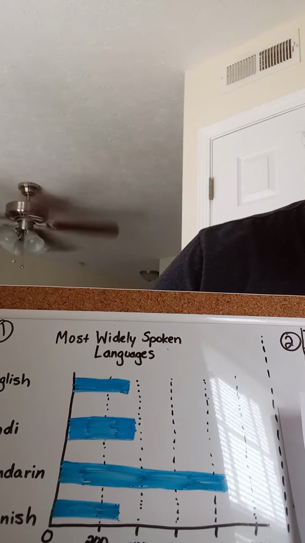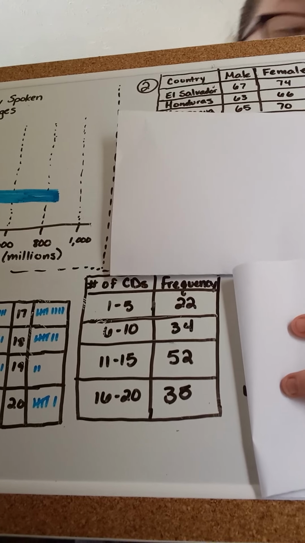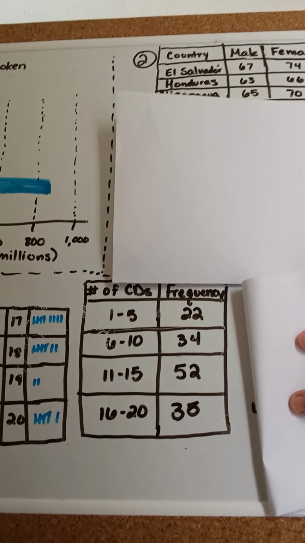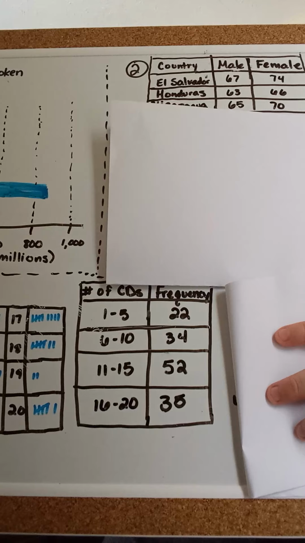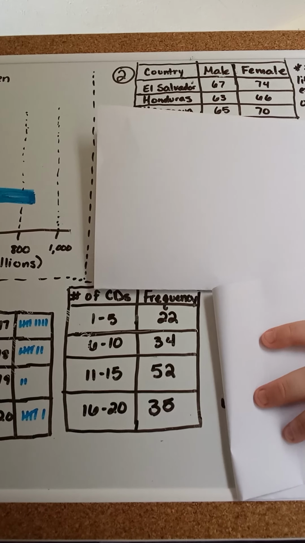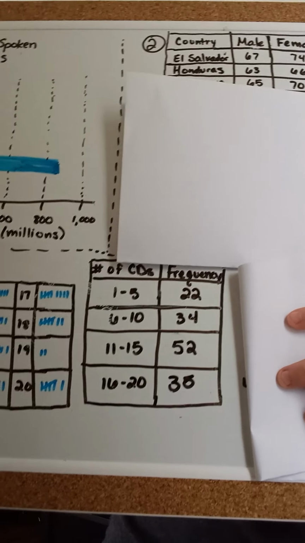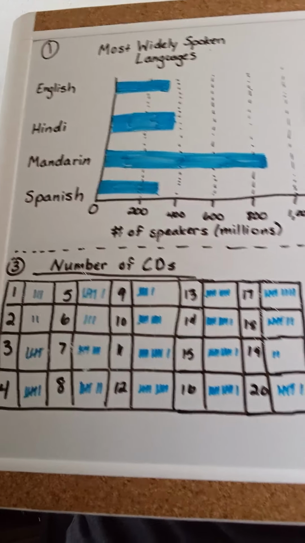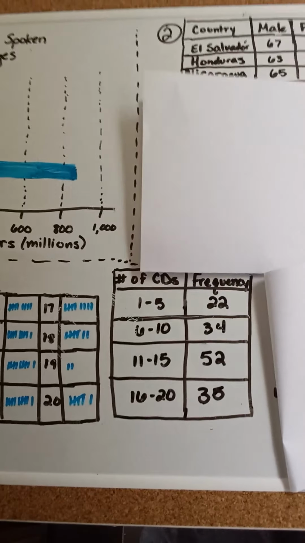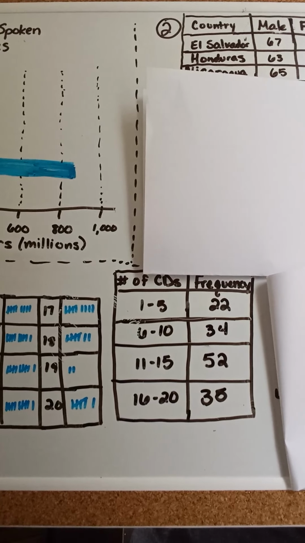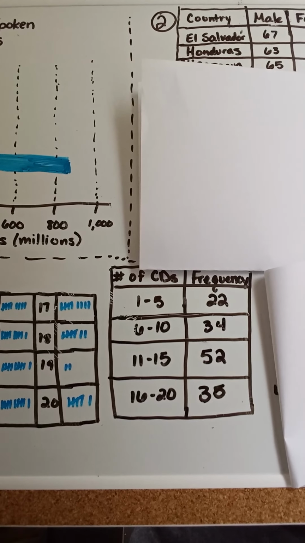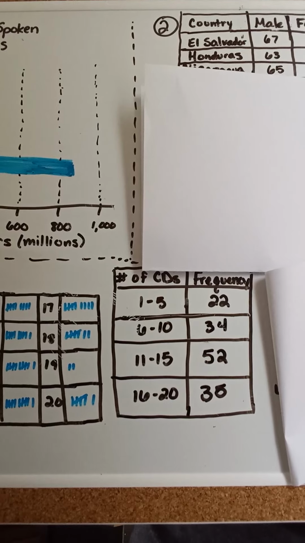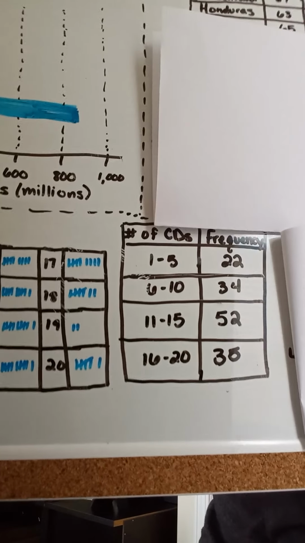So I made a frequency table, okay? So I have the number of CDs at the top, and I have the word frequency because we're talking about frequency, right? So I grouped them into 4 groups. I looked over here and I saw I have numbers 1 through 20, so it makes sense to group them into 4 groups. I'm going to go with 1 through 5, 6 through 10, 11 through 15, and 16 through 20, right? So 4 groups of 5, basically. Okay, make it really easy.